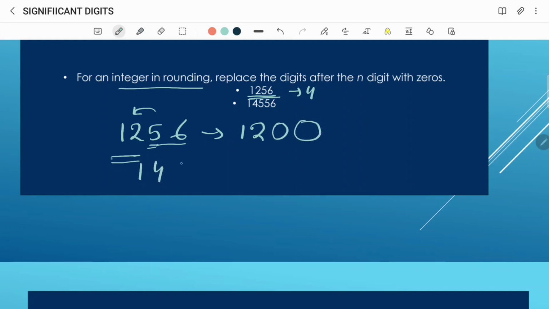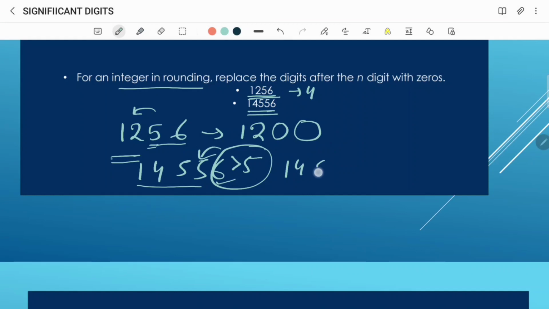If our number is 1, 4, 5, 5, 6, look at the next number, and we want to round it up to 4 significant digits. Now the last digit is 6, which is greater than 5, so we will add 1 to this digit and our rounded off number will become 1, 4, 5, 6. This is how we will round off the integer numbers.